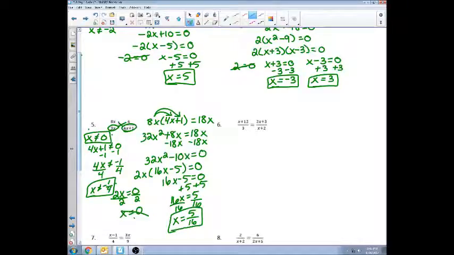I only have two fractions. So I'm going to cross multiply. So I'm going to have x plus 12 times x plus 2 is equal to 3 times 2x plus 3.